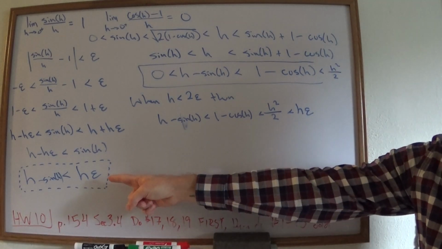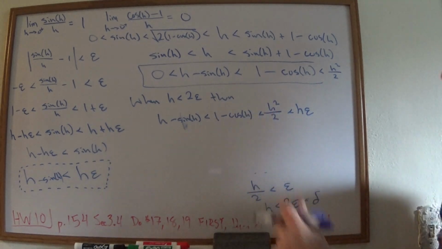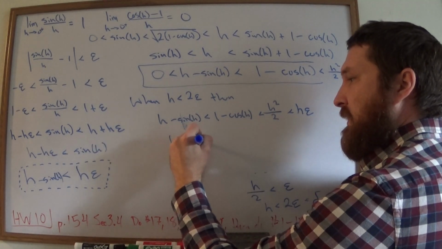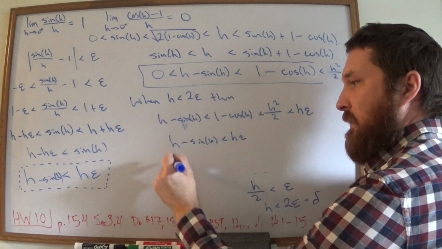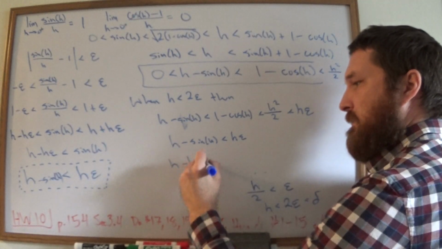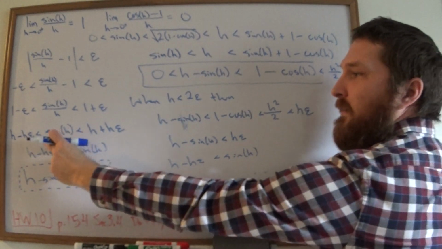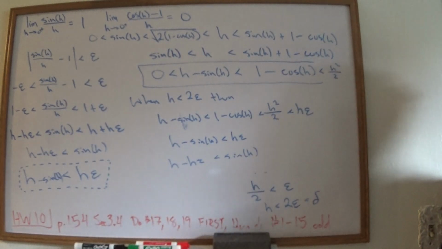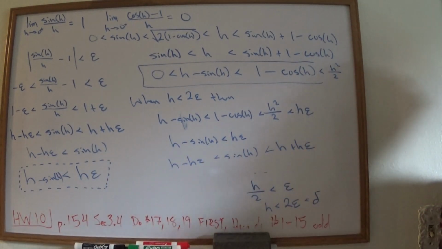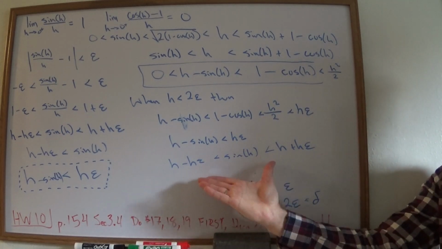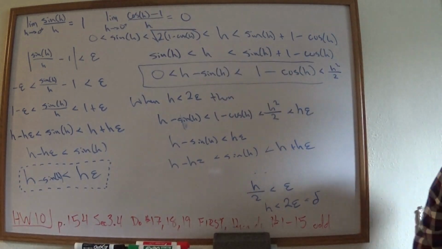And that's what we want. That is exactly what we want right there. Because now, if h minus sine h is less than h epsilon, then h minus h epsilon is less than sine h, which gives us the other side of that inequality that we wanted. Because we've already shown that it's less than h plus h epsilon, and so it is indeed bounded, which means boom, we get it.